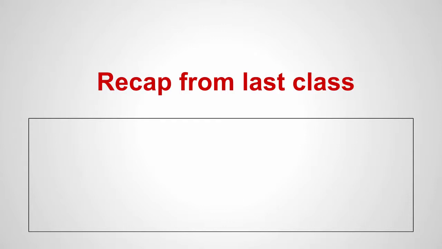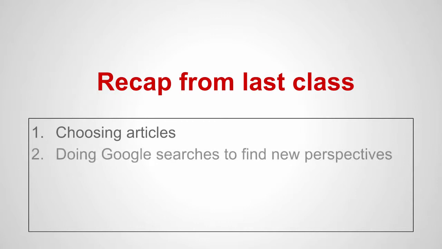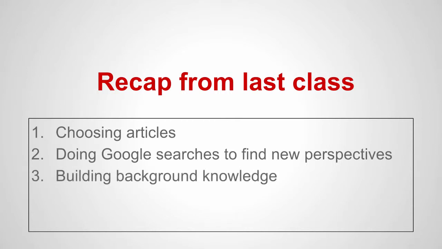Let's just do a quick recap from the last class. Some of the things we've talked about so far are choosing articles, figuring out how to choose your own articles through Google searching and finding articles on things you're interested in. Finding new perspectives on Google. You did some searching on Google to find what different people said about particular topics. Building background knowledge. And we did a word discussion to help you figure out words in context.